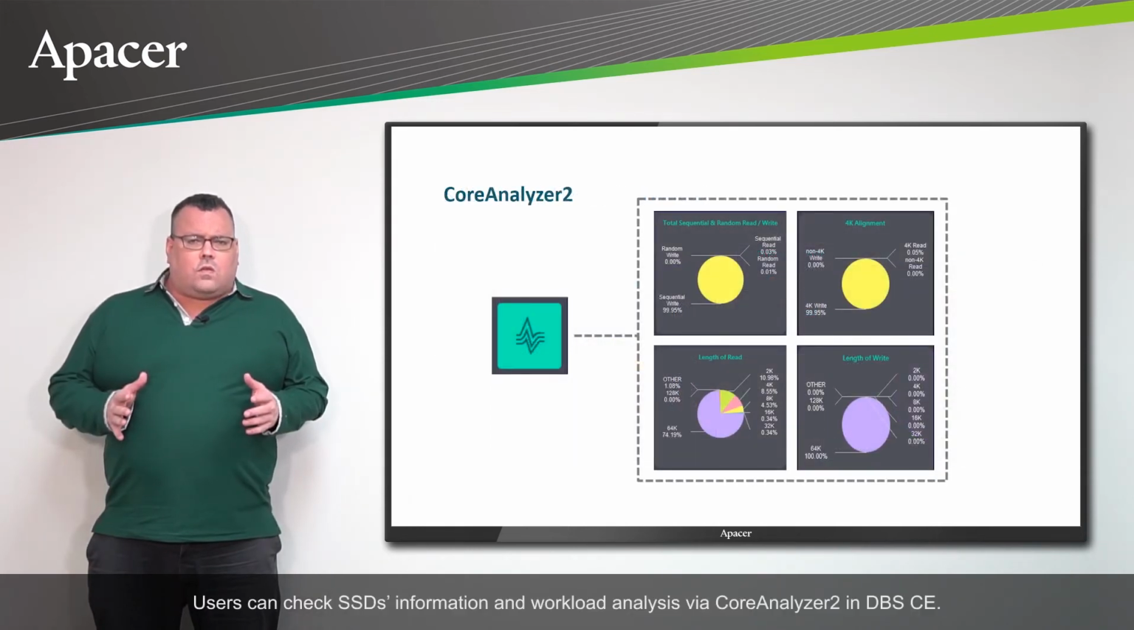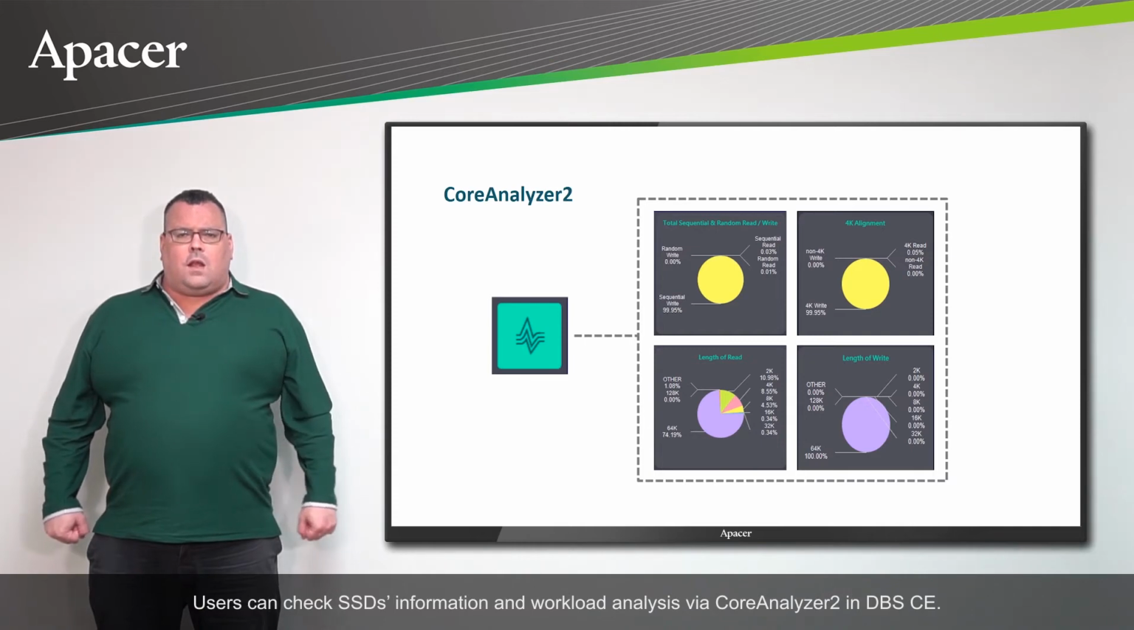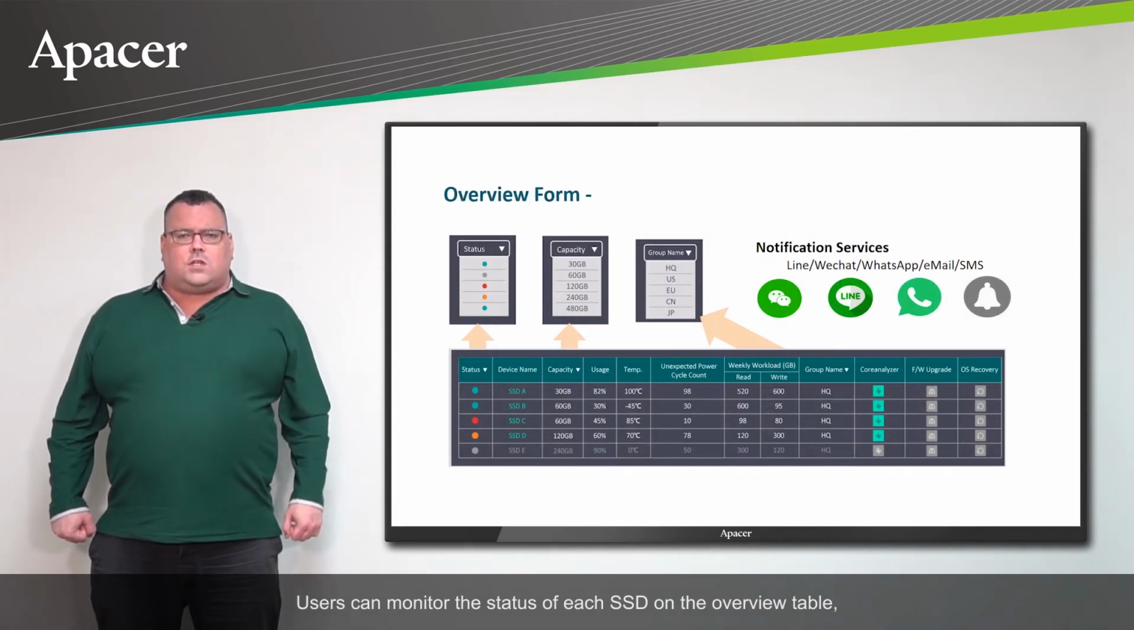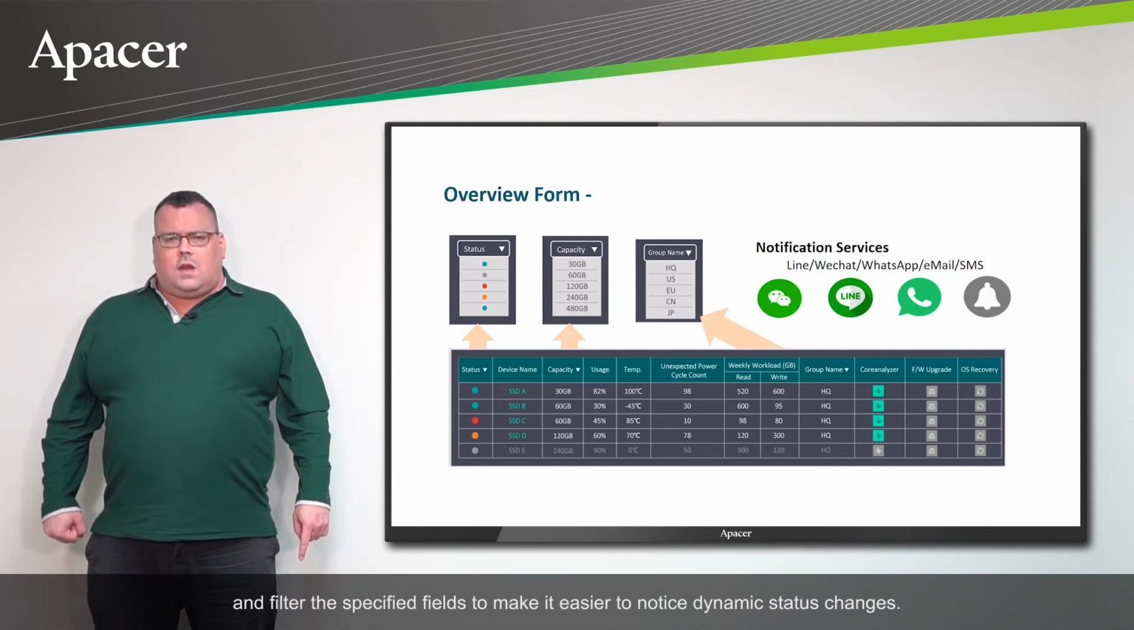Users can check SSD's information and workload analysis via Core Analyzer 2 in DBS CE. Users can monitor the status of each SSD on the overview table and filter the specified fields to make it easier to notice dynamic status changes.